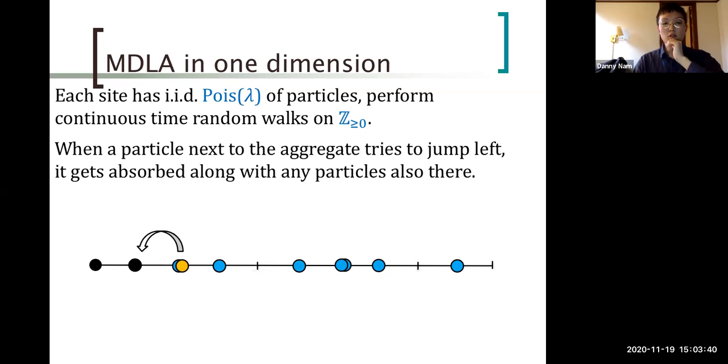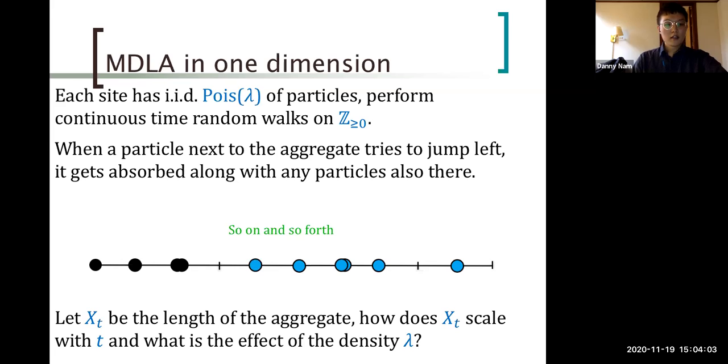In this case, when a particle tries to jump to the aggregate, but there are other particles at the same site, they will all freeze together at the same site. And again, the frozen frontier will grow just by 1. And even if your particle is right next to the aggregate, if it tries to jump right, then it will jump right and stay active. So our question is that if we call xt the length of the aggregate at time t, then how does xt scale in terms of t? And does the scaling differ in terms of the initial density lambda? That will be our problem.